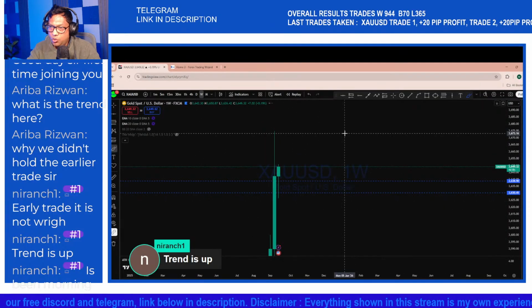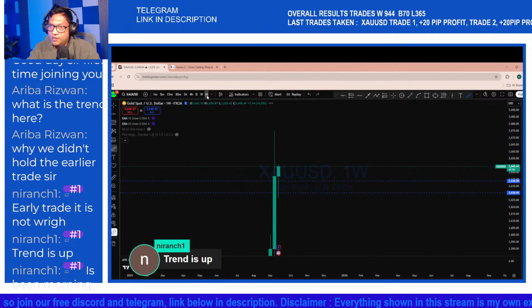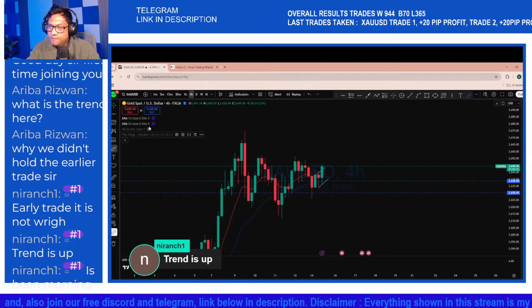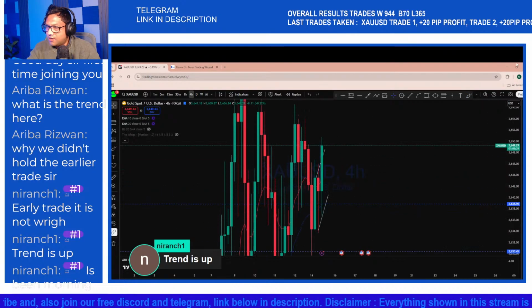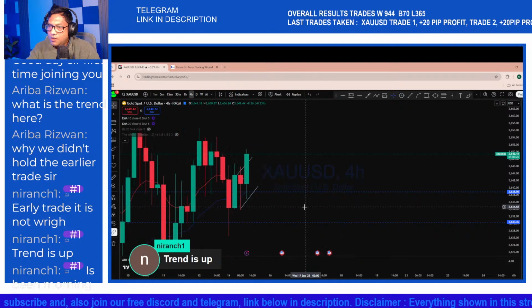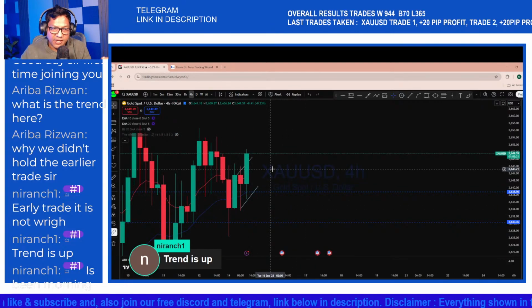If you look at the weekly, we can see the same thing, a bounce. If you look at the monthly here, also the same thing. Looking at the 4 hour chart, the price has crossed that low, and after breaking that low, it rebounded back again to the upside here.